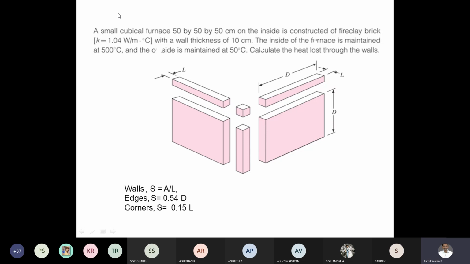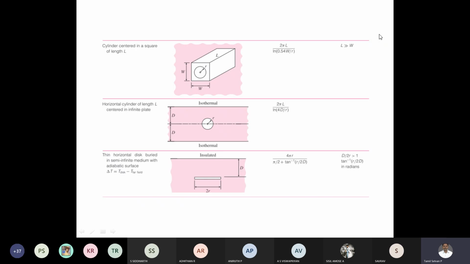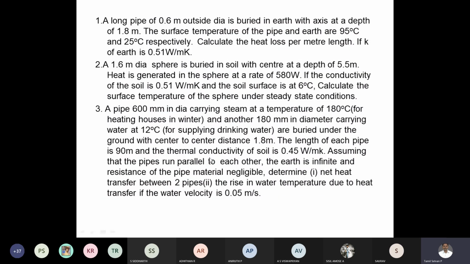So it is a cubical furnace of 50 by 50 by 50 centimeter on the side. And see, in the last class, we solved two problems, right? With conduction shape factor, problem number 1 and 3. Am I correct, students? Problem number 2, have you solved?